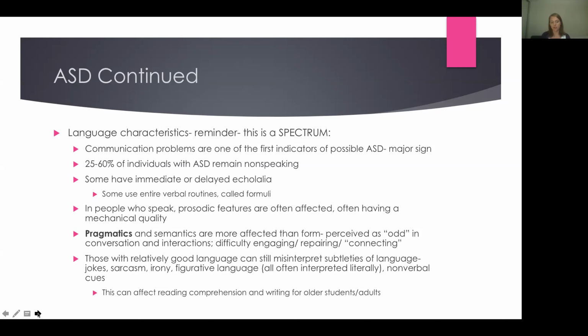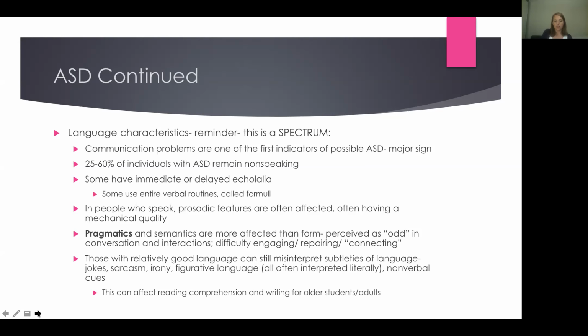And semantics is another good example. You may have a client with ASD who talks, who has very good vocabulary for their areas of high interest. For example, I have a client right now whose vocabulary for trains and airplanes is outstanding, but his vocabulary for some things that we might perceive as more basic, like even things you'd find at the grocery store, is really not as strong as you would expect.